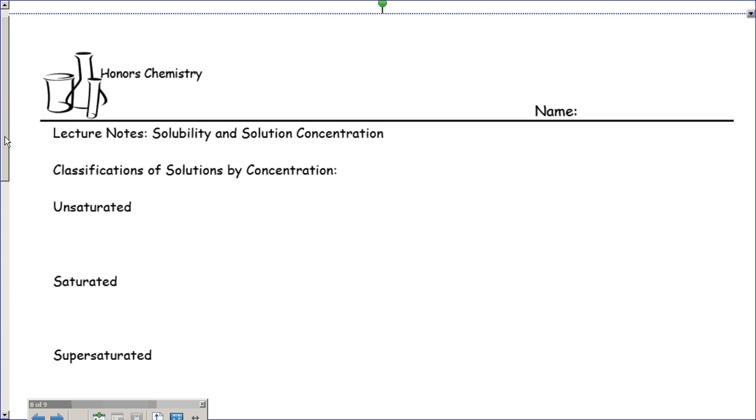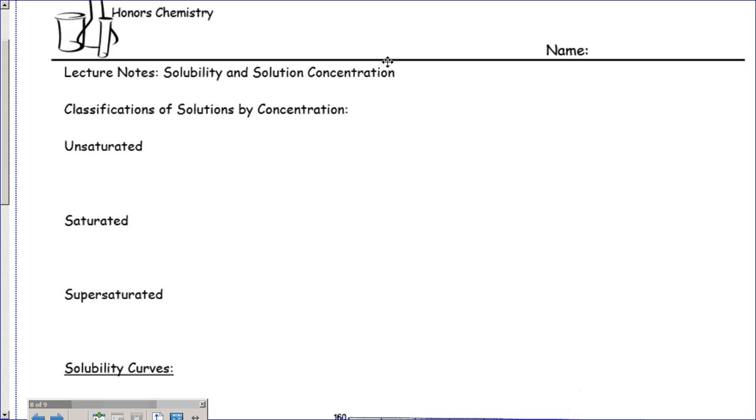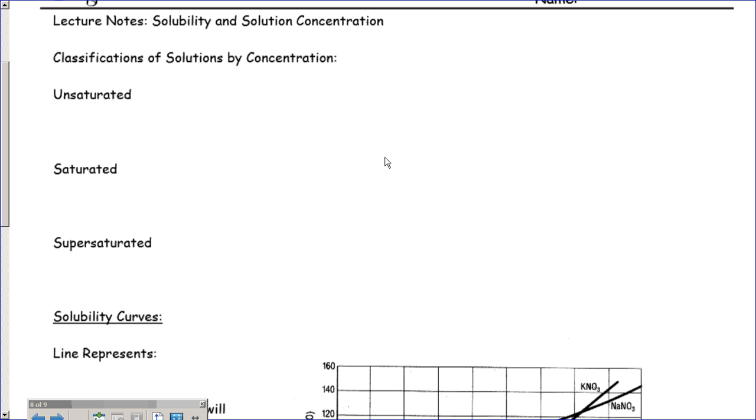Okay, so this is the stuff that corresponds with your note page that you have in your binder. There are 3 concentrations that we use outside of a numeric concentration, a measured concentration. We can say that a solution is unsaturated, saturated, or supersaturated. Let's rely on our understanding of prefixes.